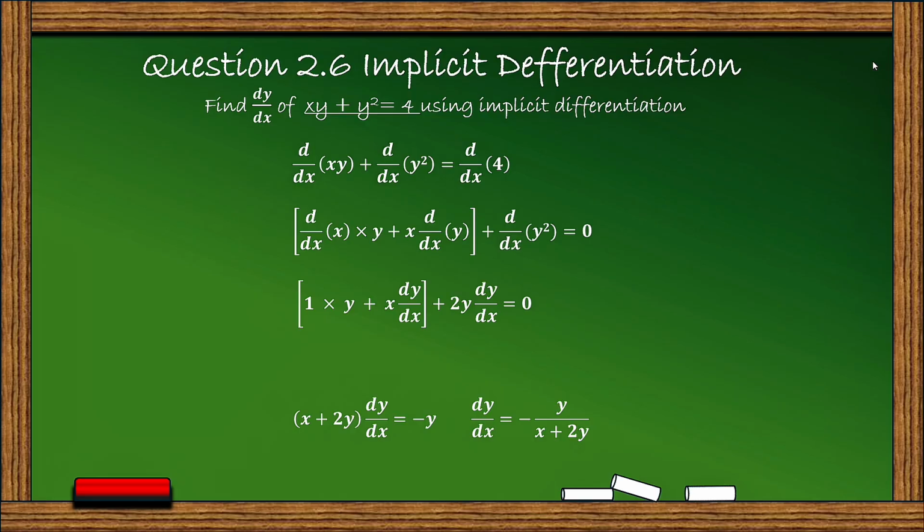For xy, use the product rule. For y square, use the chain rule. The derivative of the constant 4 is 0. Combine terms and solve for dy per dx. The answer is dy per dx equal to minus y over x plus 2y.